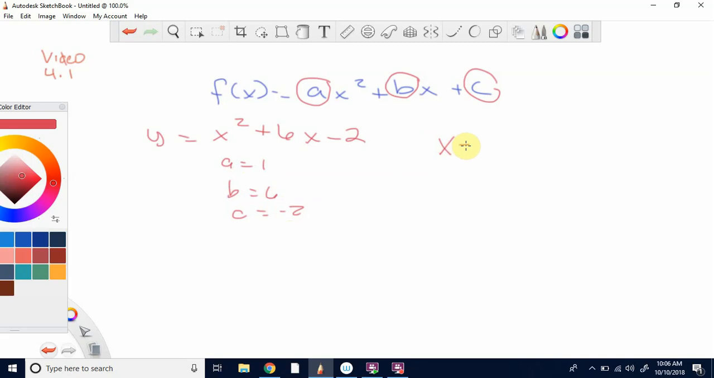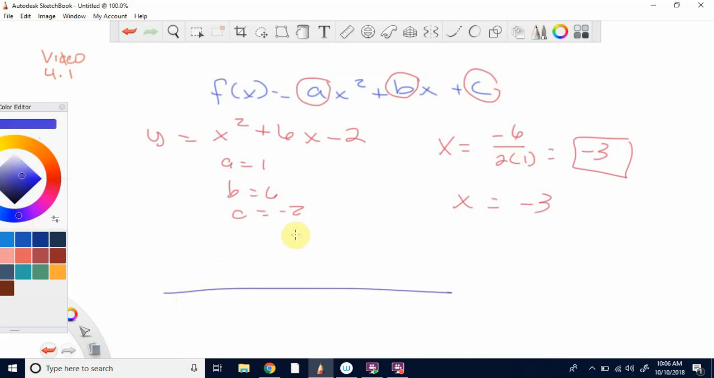So now we're going to do the axis of symmetry, which is negative b over 2 times a, which we get negative 3. Okay, so the axis of symmetry is going to be x equals negative 3. So what does that mean to us? That means that we go to 1, 2, 3, and we have the axis of symmetry.